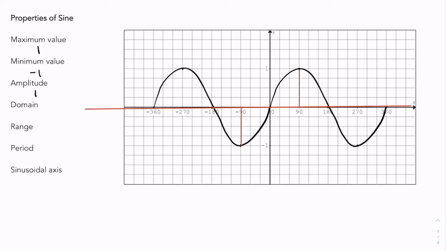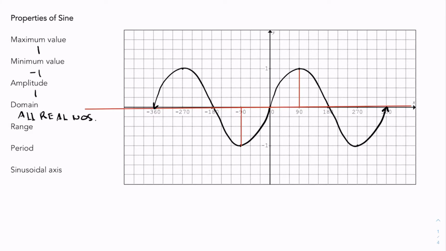Now the domain is just like we learned before, all the values for which the function makes sense. And in this case, all real numbers. So I'll just write all real numbers, or NOS for short.